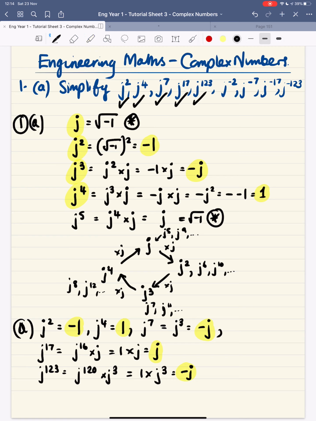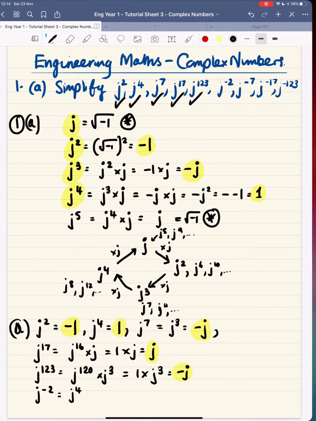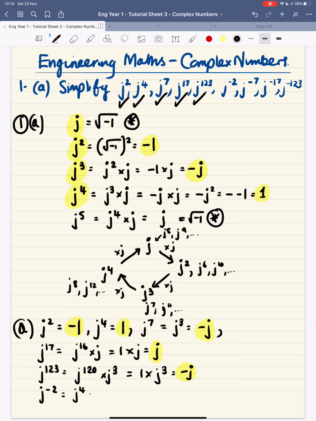Right, j to the minus 2. The way to do this, you can think j to the 4 is 1. So it's going to be j to the 4 times j to the minus 2, because we're allowed to multiply by j to the 4. So that's j to the plus 2, which is minus 1. Another one done. Worried about running out of room here.